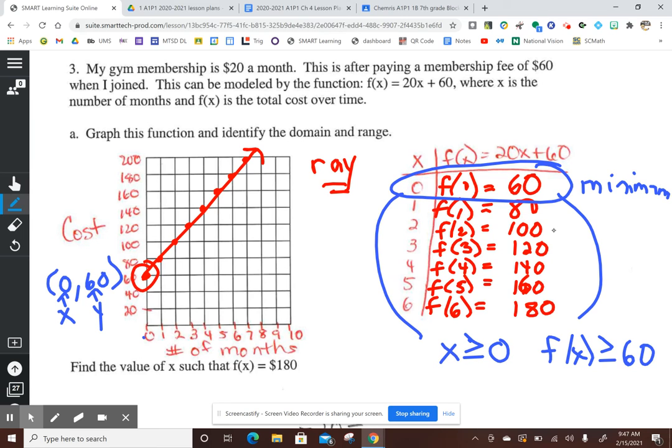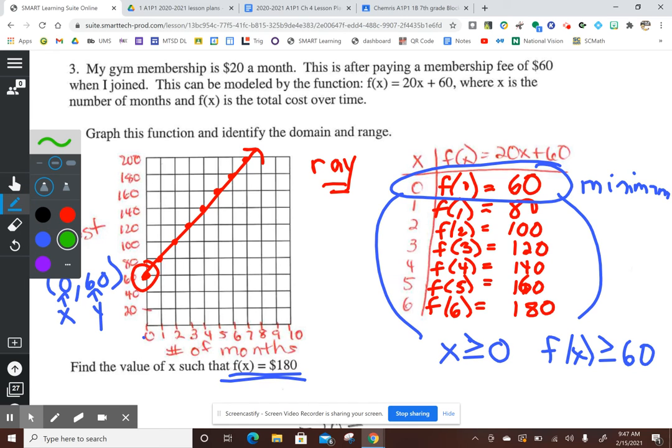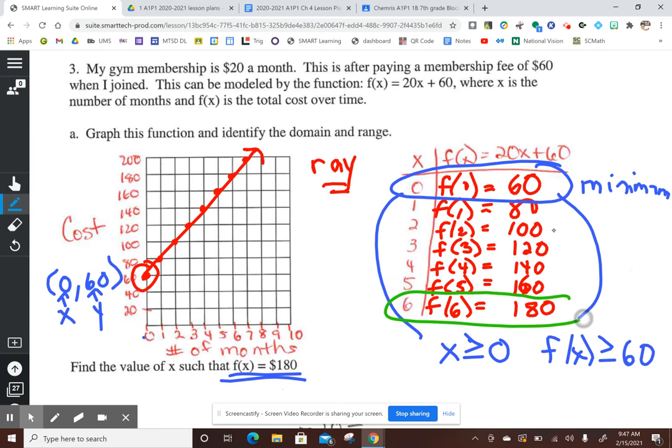Now, the next question says, find the value so f of x equals 180. Well, there were 3 ways to do that. One way is to look at the chart. You find 180. What was the x value that gave you 180? It was 6. So x equals 6. The second way is to look at the graph. Find 180 on the graph. Go down. What x value gave you 180? And it was 6.